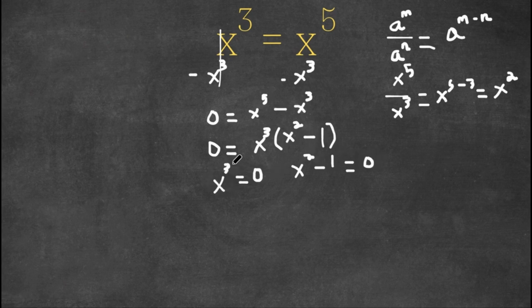Well, x to the power of 3 equals 0. What to the power of 3 equals 0? The only number that fits in for x here is 0. So we have x equals 0. And this is one solution.